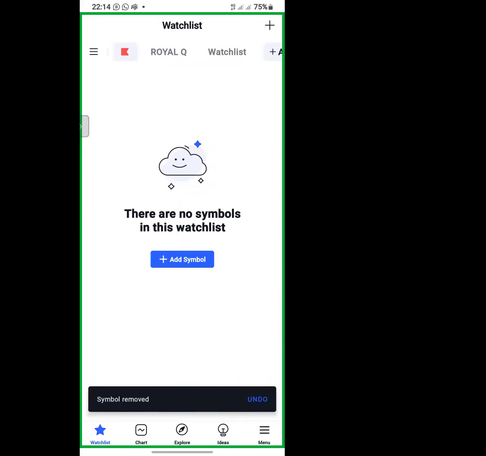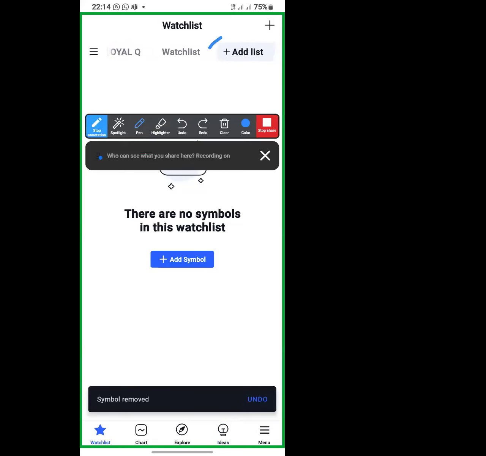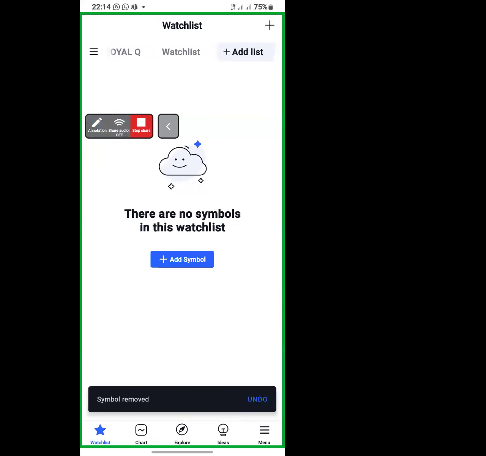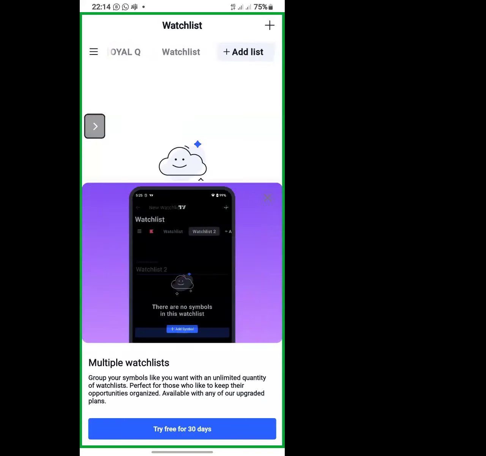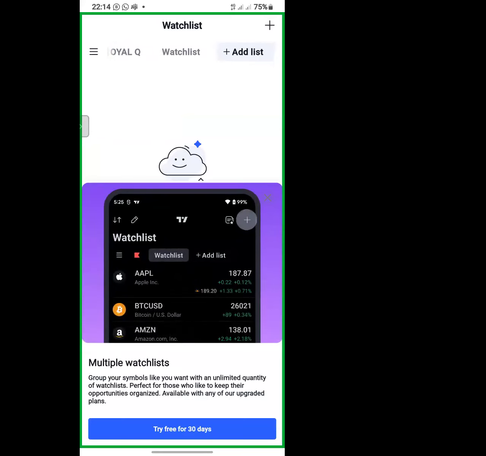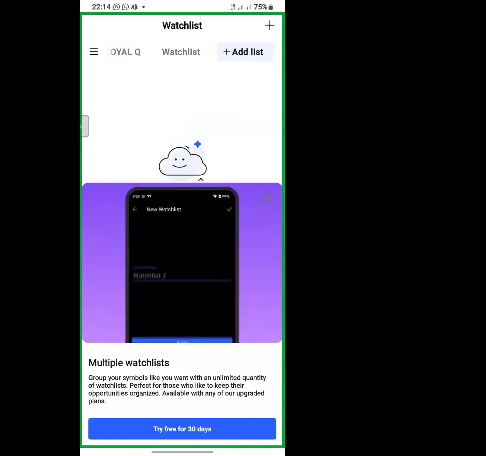So after then this is where we find the watch list. This is where we used to add the watch list for free, but if you want to add them for more services, you have to subscribe. So they can stay having multiple watch lists. You try it for free for 30 days, then you have to pay. You have to subscribe using a credit card.